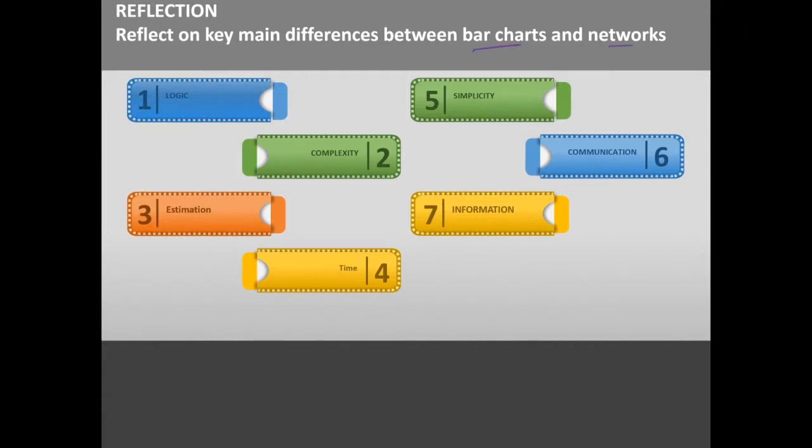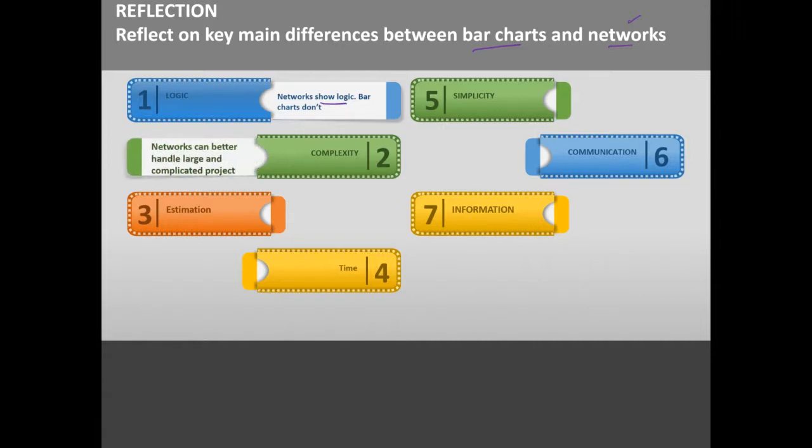So networks and diagrams are good to indicate the sequence. You are encouraged here to reflect on what the key differences are between these two concepts. Network diagrams are good to show you the logic, how different activities are organized. Bar charts are not very good for the logic display. In terms of complexity, networks can better handle large and complicated projects. You can have the big work package level overview and how the work will be arranged and delivered.